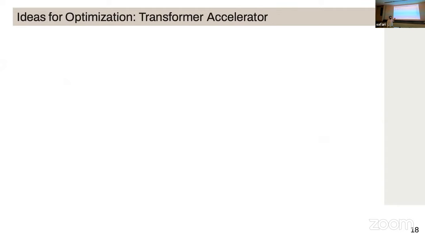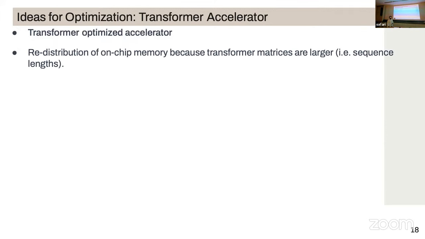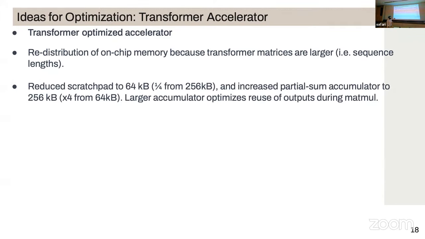Taking these insights, they said, we can probably do better. So they wanted to optimize the accelerator specifically for transformers. And what they figured out was that a redistribution of the on-chip memory could probably yield better performance. So they reduced the scratchpad to 64 kilobytes, that's a reduction by 4, and increased the accumulator by 4. Their argumentation here was, hey, we're not really changing the full memory size, we're just redistributing. So it seems that would be a fair comparison.